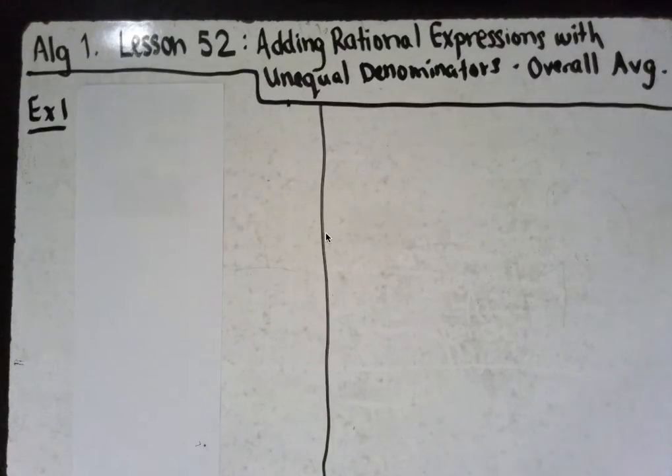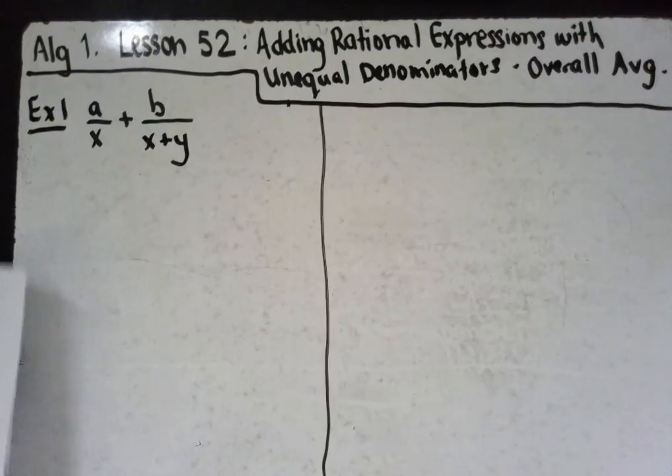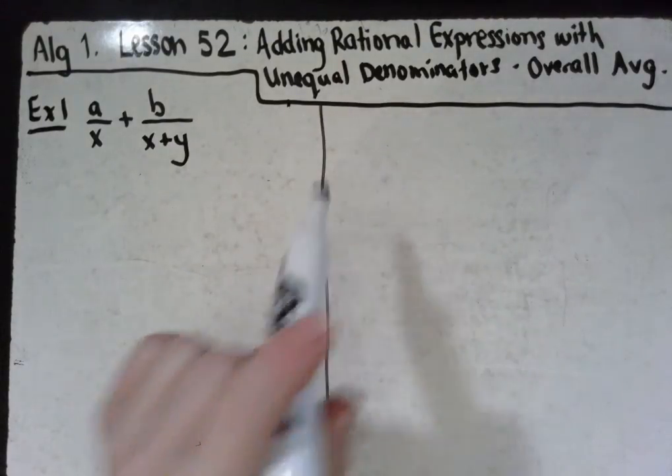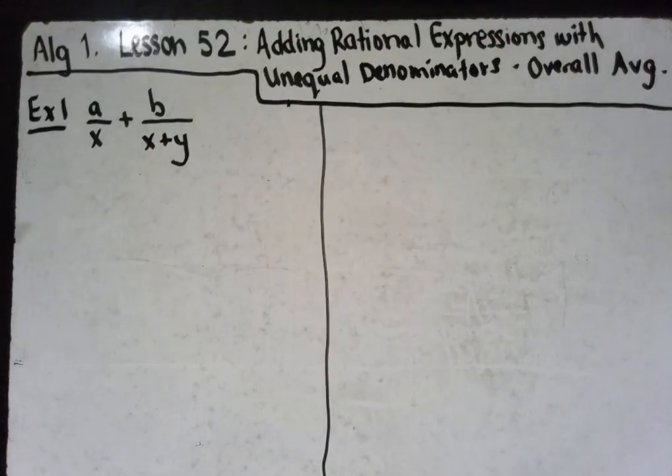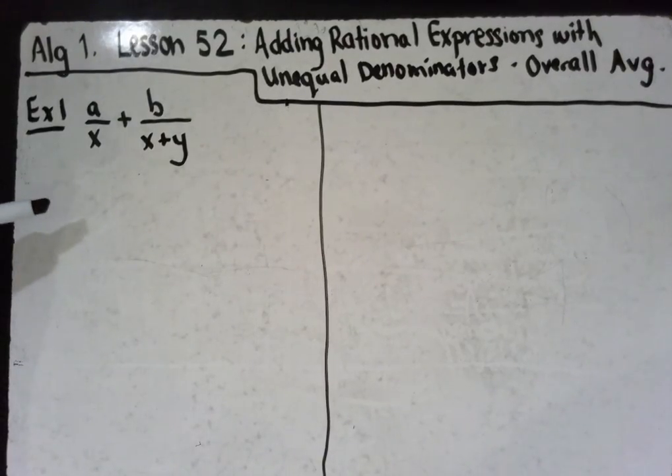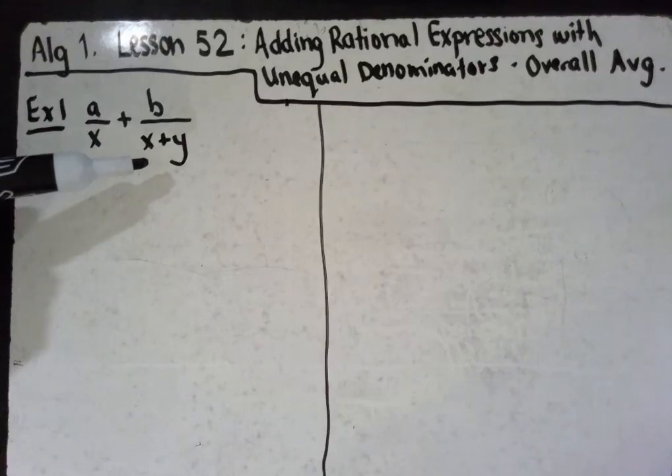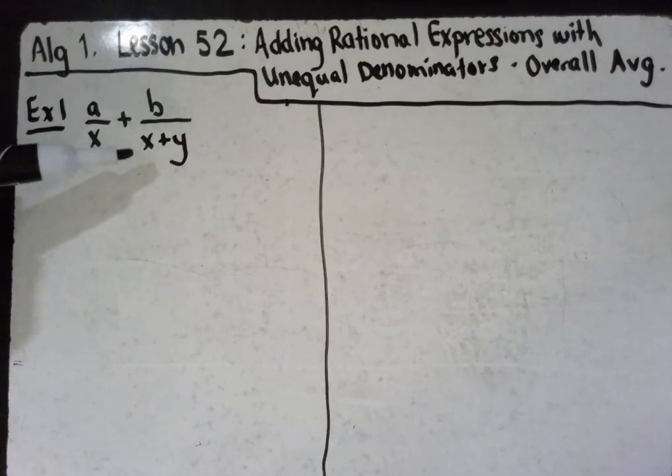This is lesson 52, adding rational expressions with unequal denominators and also overall average. So the first example, we have these two fractional or rational expressions and we need to add them together. And we've seen this sort of problem before where we need to get a common denominator. The only difference is we now have a little bit more complex denominator here with two terms being added together. But the same rule applies.